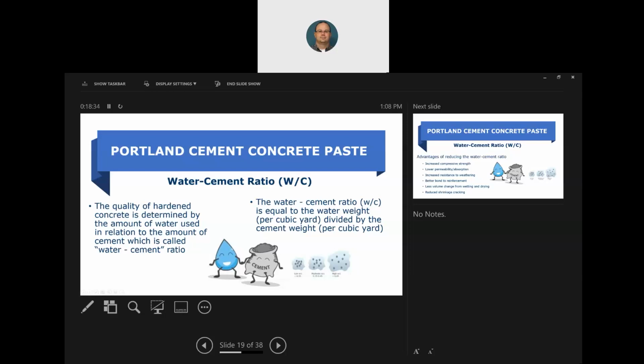If we don't add any more cement but keep adding water, what happens? We have more water than we have to cure our cement. So we get a weaker mixture, and we create voids, and we get more permeability issues. So in concrete, the lower the water cement ratio, the better. We want to lower the water, not increase it.